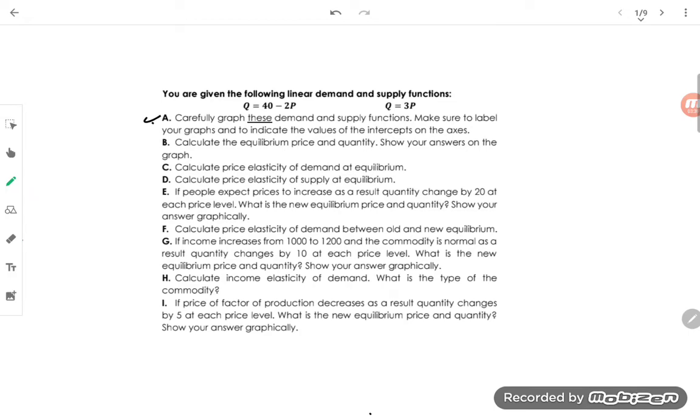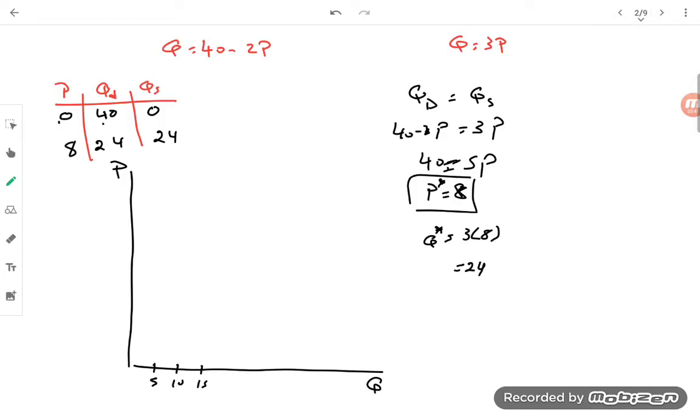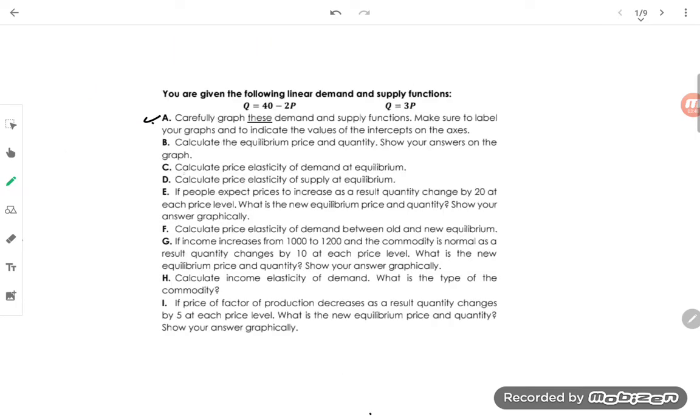Number 2, calculate equilibrium price and the quantity. Already we have calculated equilibrium price and the quantity, so this is number B. Number C, calculate price elasticity of demand at equilibrium. At equilibrium means that we have only one point or only one price. So this is point elasticity, not arc elasticity.